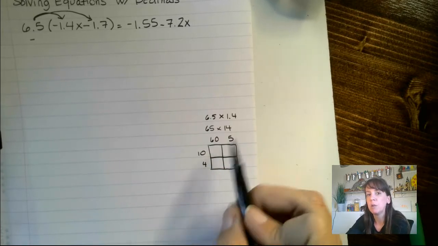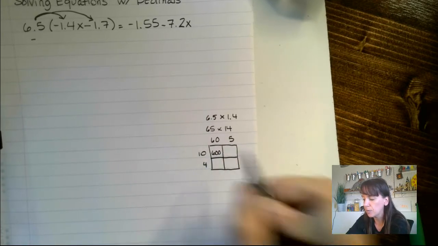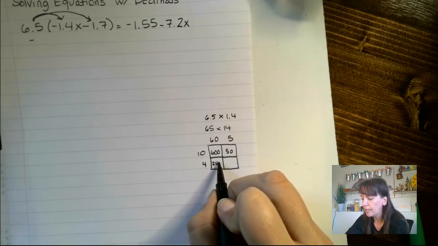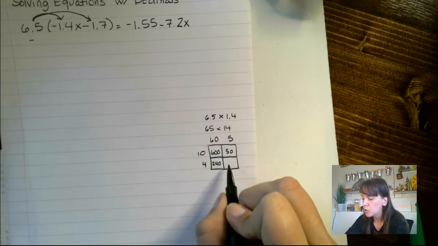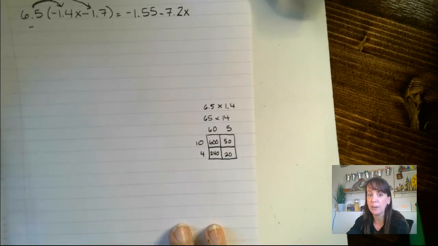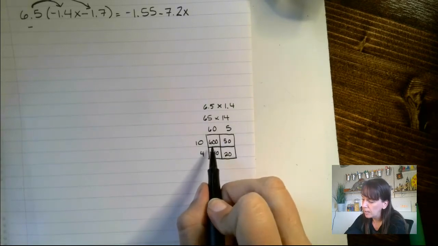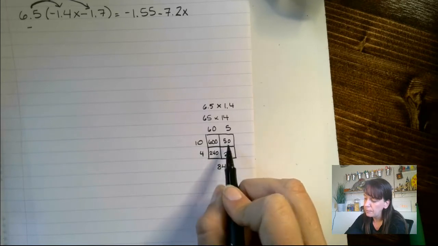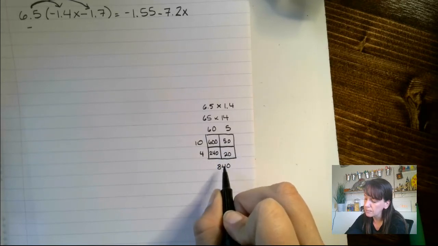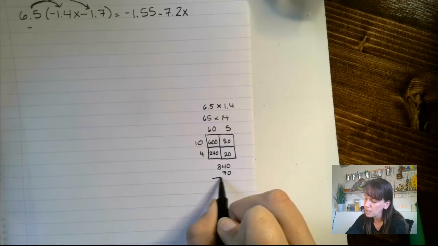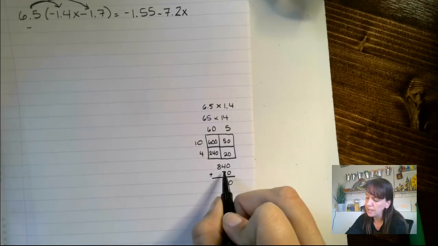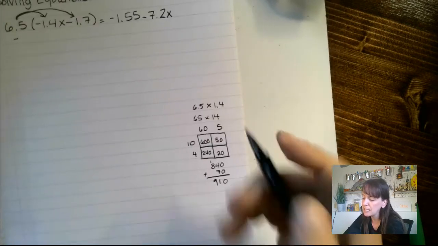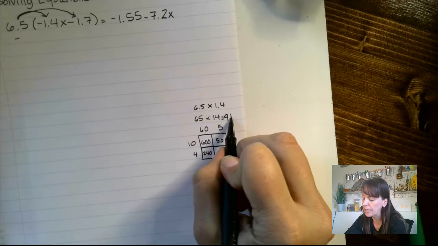Now, what we're going to do is multiply everything. So we get 600 and then 50 here, 240 here, and then 20 here. And now what we have to do is add all this up. So we've got 6, 7, 8, that's 840. And then 50 and 20 gives us 70. Took me a second there. 0, and we're adding these up, and then 4 and 7, that's going to give us 11, and then 9. So 910. So 65 times 14 we know is 910.